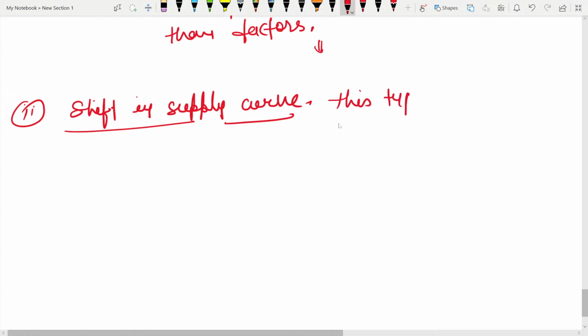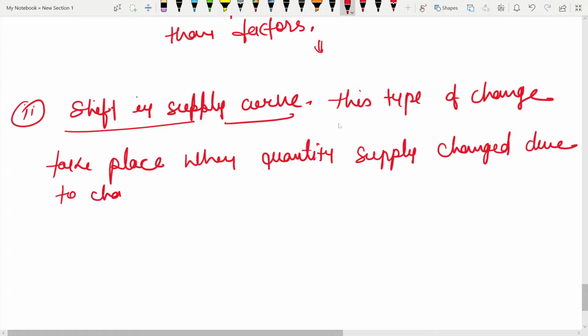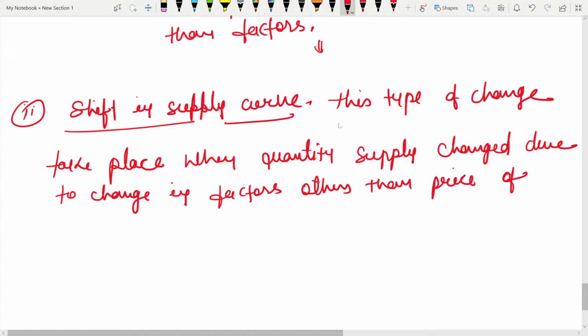This type of change takes place when quantity supplied changes due to change in factors other than the price of a commodity, other than own price of a commodity. So this is shift in supply curve.